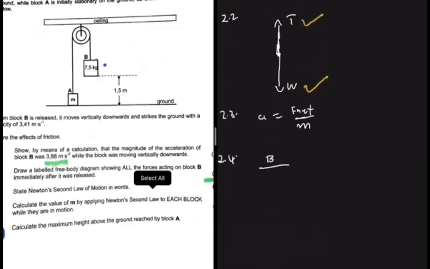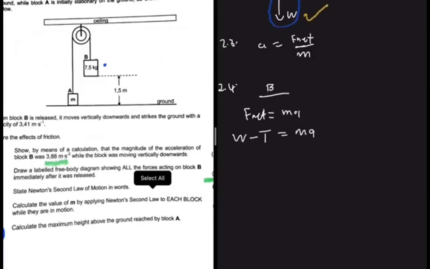But now they're actually telling you, let's go ahead and apply it on block B and see what's going to happen. So for block B, we have the free body diagram, right? So when I say F net is equal to MA, we're gonna say the force that is pulling the object minus the force that is opposing. The object is going down, right? So it means that we have the weight pulling our object, and then the tension is opposing. So we're gonna say that the weight minus the tension is equal to MA. So what is the weight?